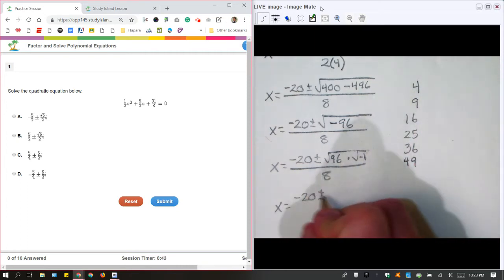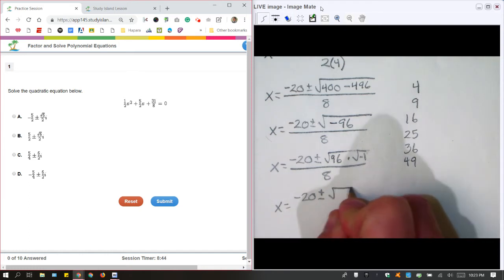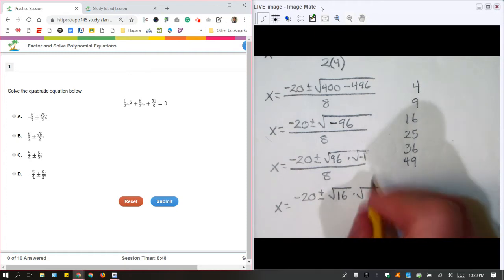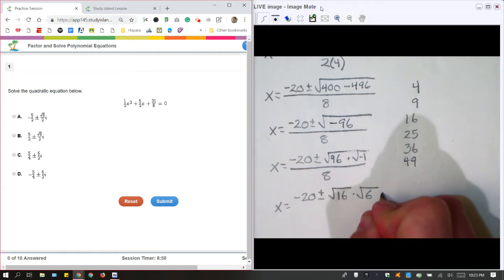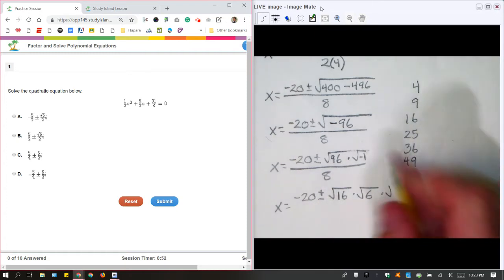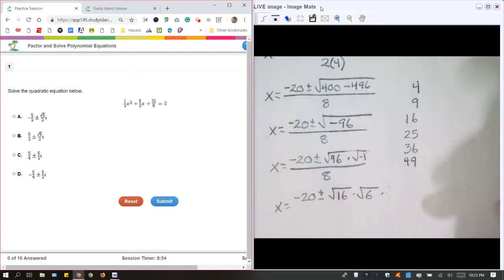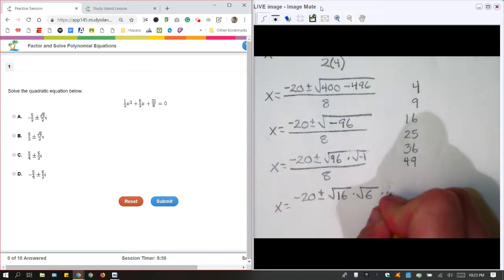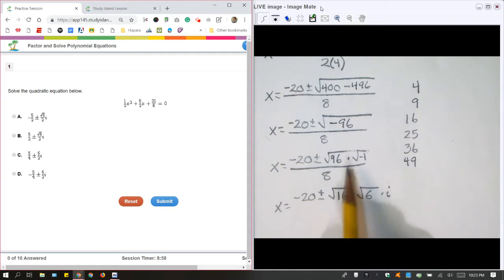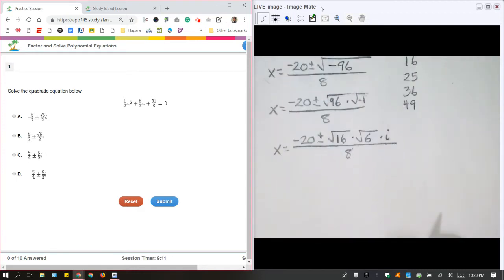And of course, you have plus or minus the square root of 16 times the square root of 6 times the square root of negative 1, which again, we're just going to call i. So instead of writing times the square root of negative 1, I'm just going to write times i. Again, 16 times 6 is 96. So I can write the square root of 96 as the square root of 16 times the square root of 6. And again, this is all being divided by 8. So let's just keep moving along.